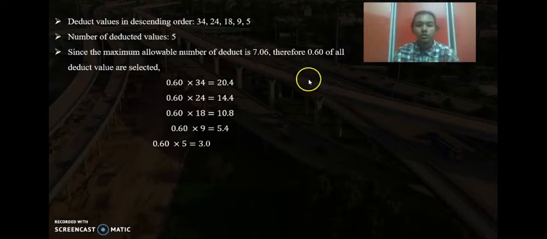Next, we must sort the deduct values in descending order from high to low. So we put the deduct values as 34, 24, 18, 9 and 5. Then we must know how many deduct values we have. For this example, there are 5 deduct values. Since the maximum allowable deduct that we got before is 7.06, we will take the 0.06 only of all deduct values and multiply it by all the deduct values. So these are the new values that we get.